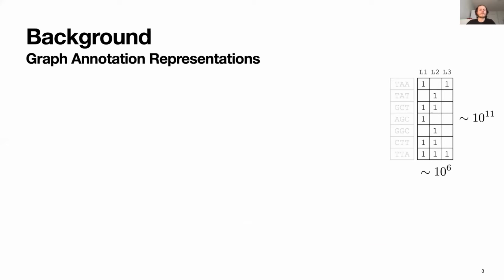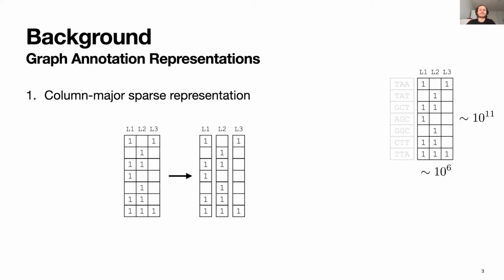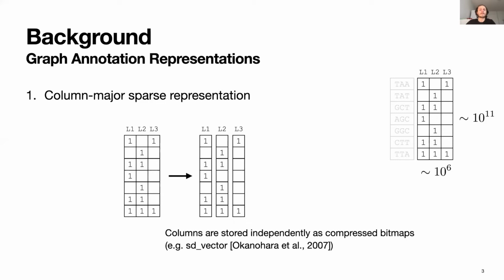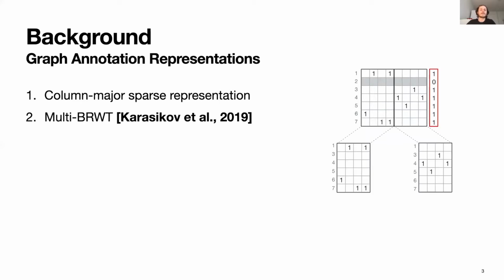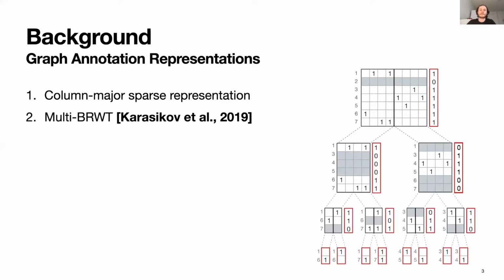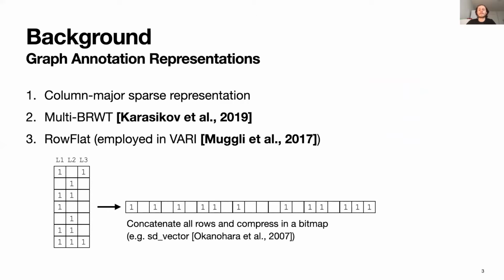Different methods can be used for representing the annotation matrix. For example, the columns of the matrix can be stored independently and compressed in SD vectors or other succinct bitmap representations. For better compression, one can represent the matrix as a binary relation with a wavelet tree, where the empty rows are erased from the matrix and the columns are grouped by their similarity and compressed using the same technique on the next levels. Alternatively, for faster queries on rows, all of them can be concatenated into one long vector, represented in a succinct data structure. We call this representation Row Flat. This was first used to represent the annotation matrix in Vari.